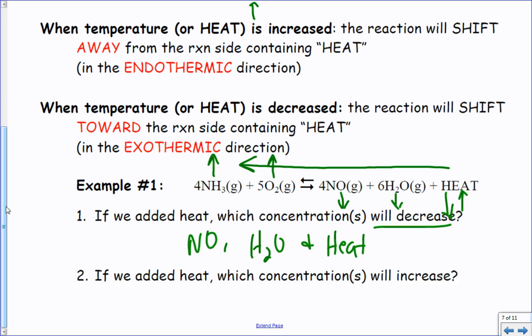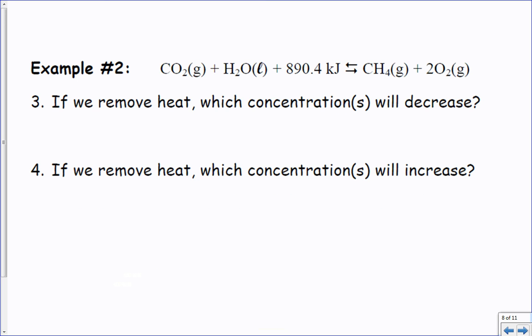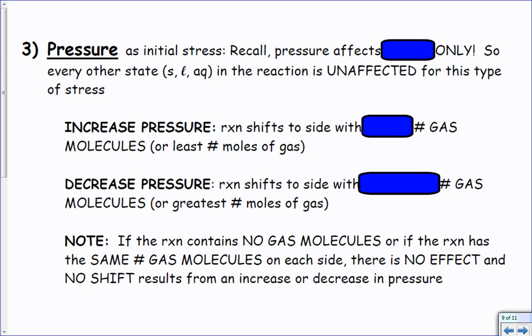Number 2, if we add heat, which concentrations will increase? Well, which ones have the up arrows? NH3 and O2. Okay. Example 2, I'm going to leave you with 3 and 4 to do. Do it just the same way, adding heat and removing heat. Remember, I go towards what I take and away from what I add.